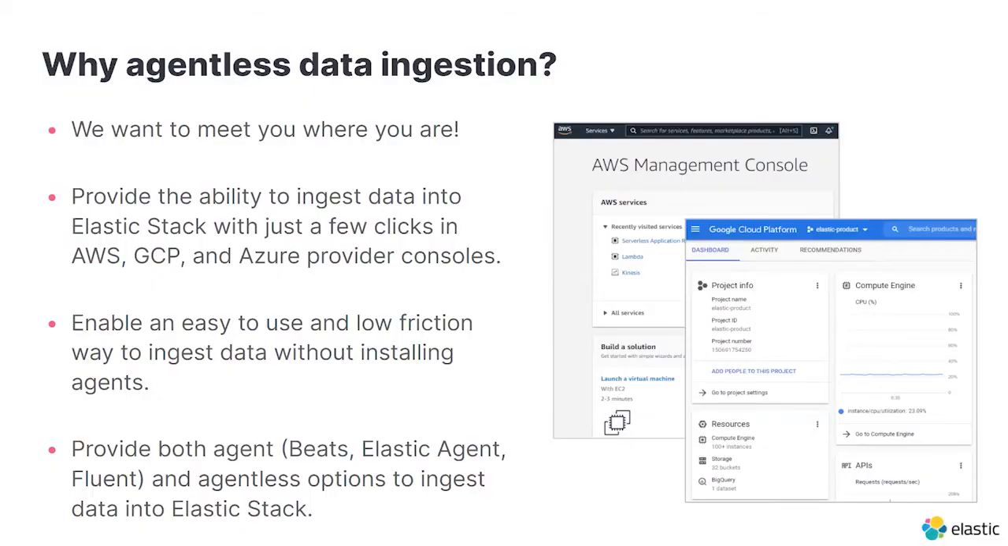Basically, we want to offer this to you because we want to meet you where you are. As a developer, SRE, or security analyst, you're looking for ways to optimize your data pipeline, a really easy way to ingest the data coming from applications or infrastructure into Elastic Stack for observability, security, or search use cases. While we're doing this, we want to provide an option as well. You still have the option to use data shippers like Beats, Elastic Agent, or Fluent to ingest data. But having this option may be an easy way for some of you to ingest data into Elastic Stack from these different cloud provider services.